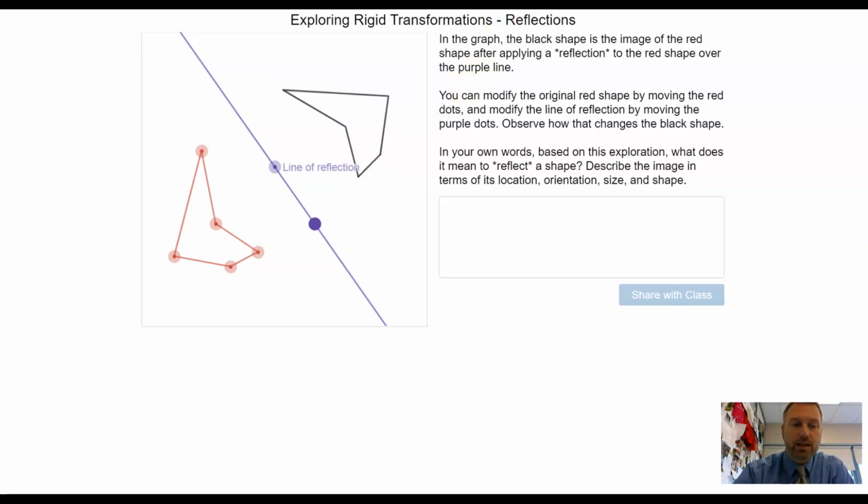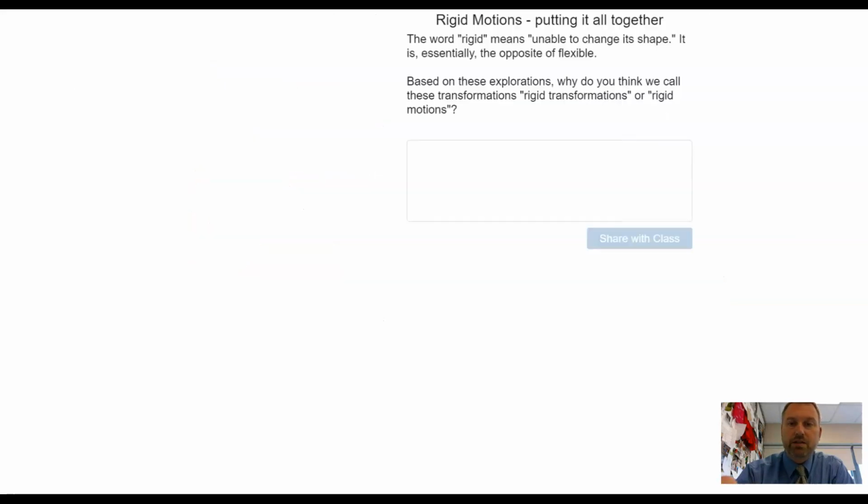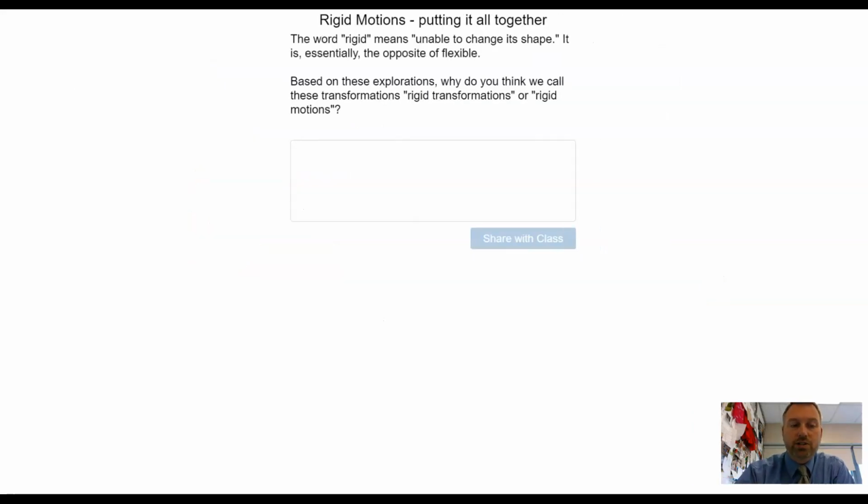Lastly, just a little note here. The word rigid means unable to change its shape. So if it starts out as a triangle and you reflect it or translate it or rotate it, it's going to end up as a triangle. Or if it starts out as a square, it's going to end up a square, whatever. So you can use rigid motions to prove shapes are congruent. Again, congruent means same size, same shape.